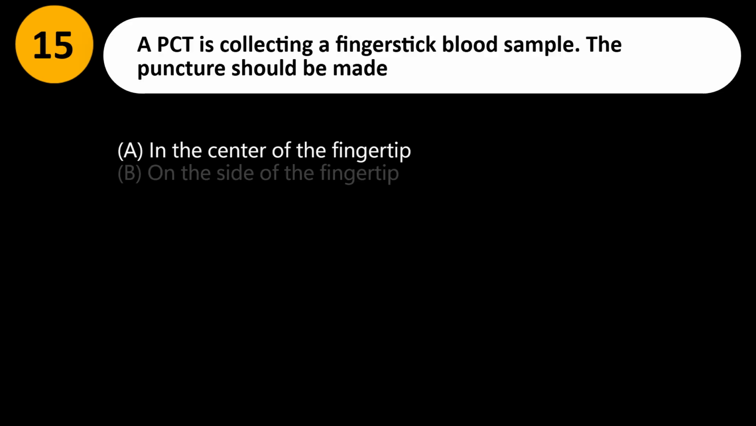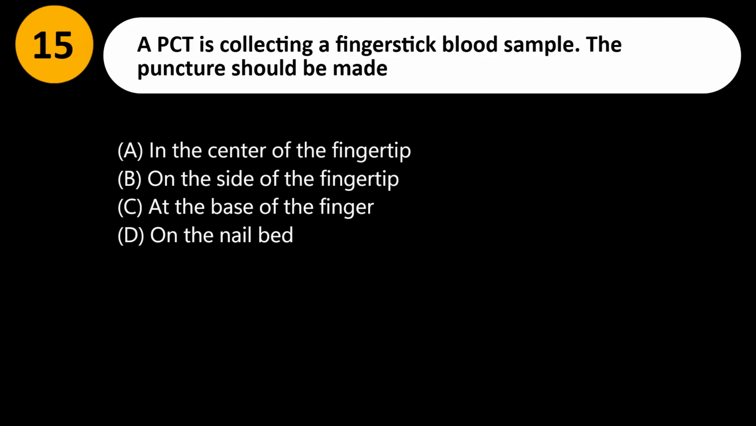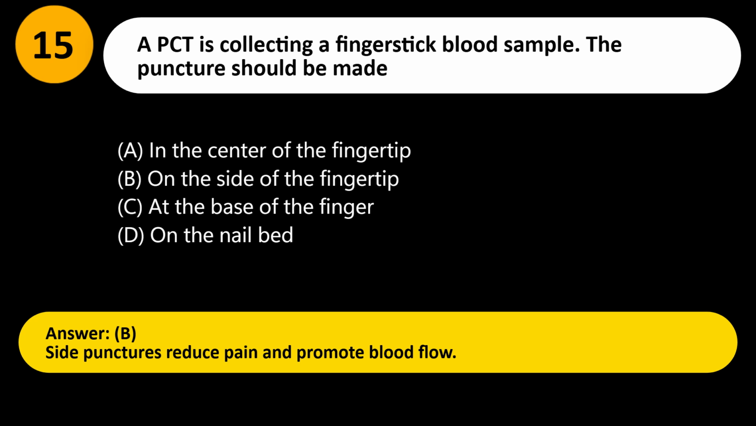A PCT is collecting a fingerstick blood sample. The puncture should be made: A. In the center of the fingertip. B. On the side of the fingertip. C. At the base of the finger. D. On the nail bed. Answer, B. Side punctures reduce pain and promote blood flow.